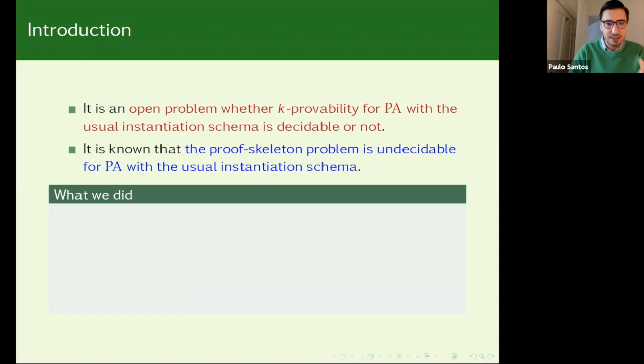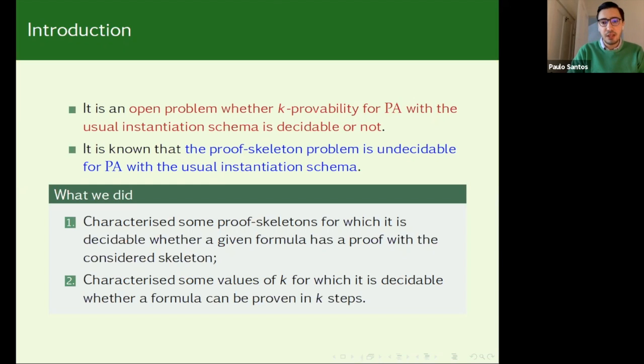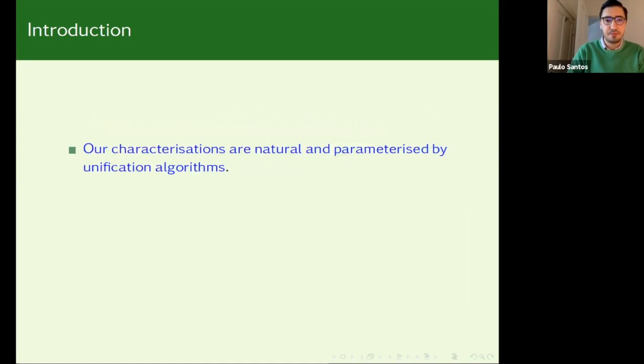So now let me say the main topics that we addressed. Firstly, we characterize some proof skeletons for which it is decidable whether a given formula has a proof whose skeleton is the considered one. And here we have a partial characterization, so this does not go against this second point. And secondly, we characterize some values of k for which the k-provability problem is decidable. And again, this does not solve completely the first problem, because the first problem is for all values of k, and we have a partial characterization of some values of k.